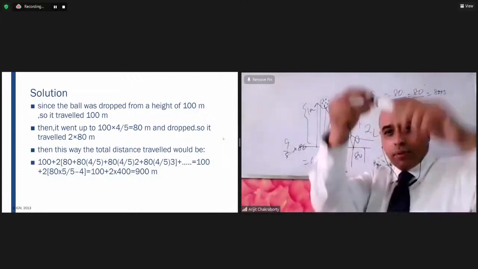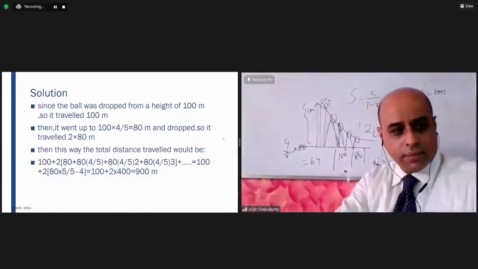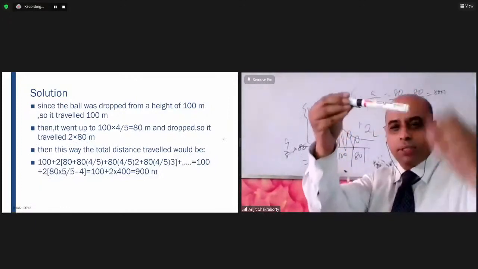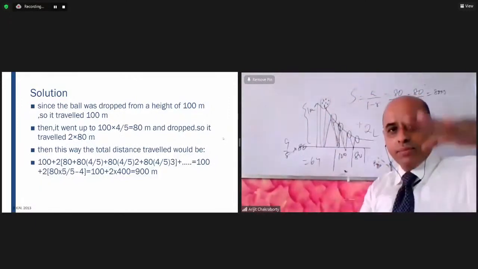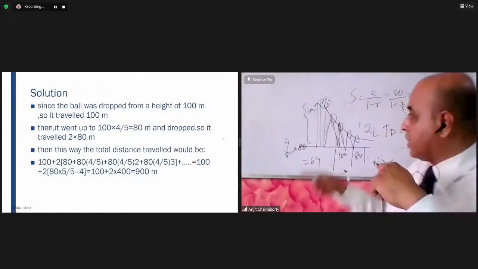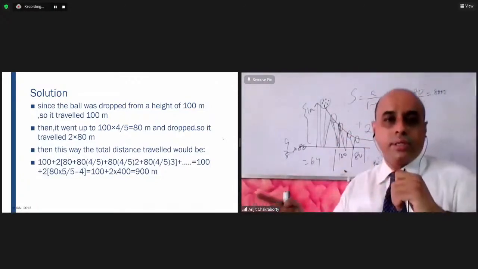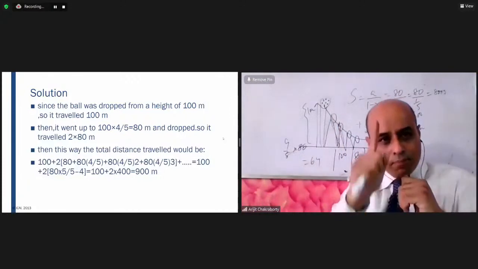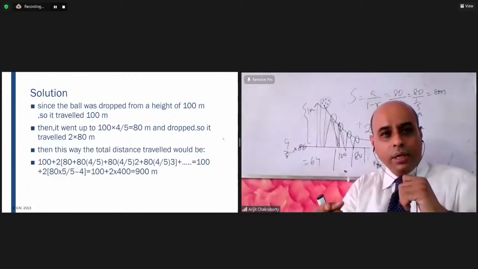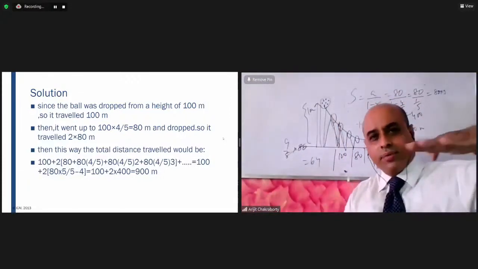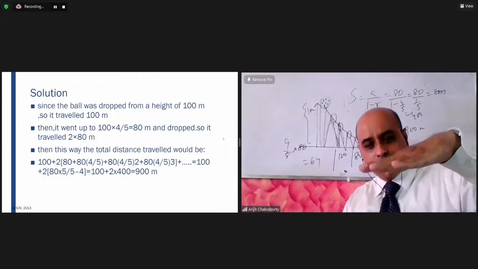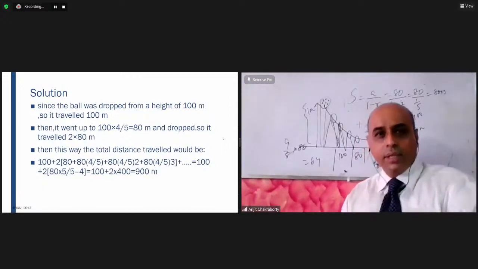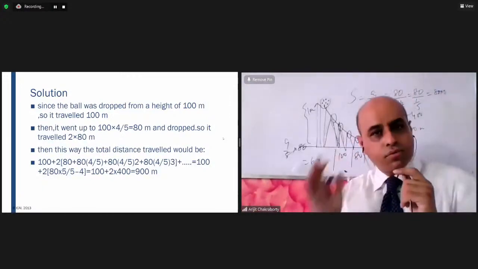So from here, if the pen bounces, goes up, bounces, goes up, every time the height is reducing. Therefore, the expression here is 100 will be separate, plus 2 into 80 is the starting point. Think of 80 as a starting point. It goes till 80 and comes back. Again, it goes to 64 and comes back. So from here, definitely the common ratio is 4/5.